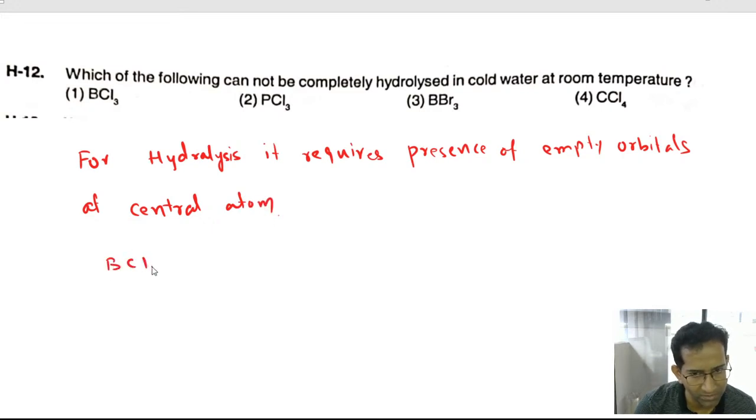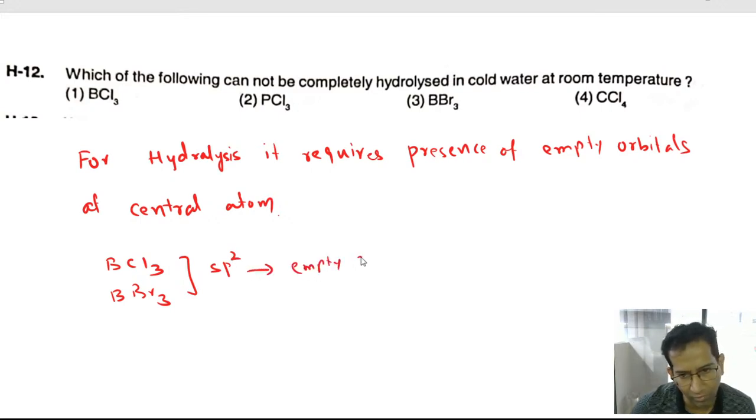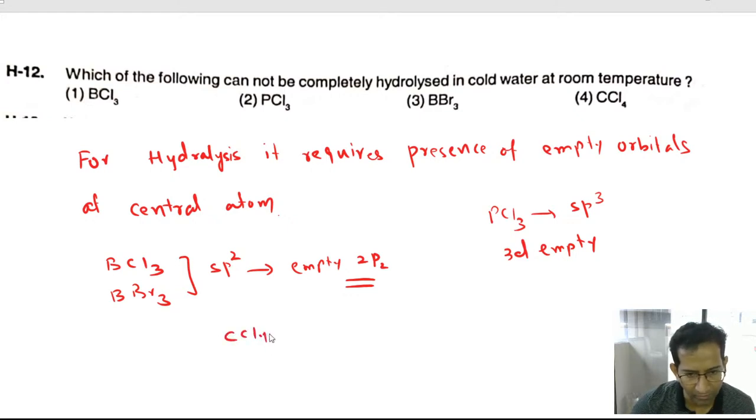Now we will focus on BCl3, BBr3. As such, they have sp2 hybridization. Due to that, they have an empty p orbital. Focus on BCl3: it definitely has sp2 hybridization, but it has an empty 3d orbital. And CCl4: of course, chlorine has empty orbitals, but carbon does not have, because it is an element of the second period. So carbon does not have empty orbitals.